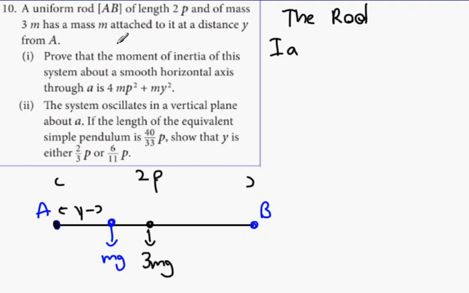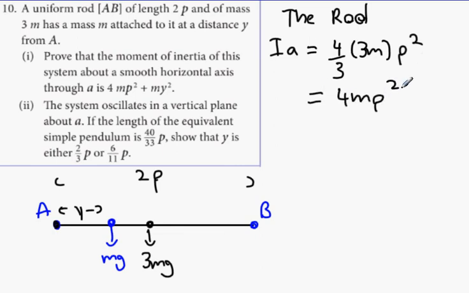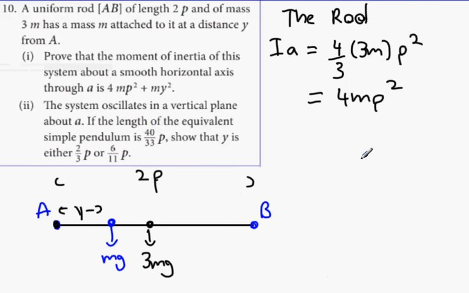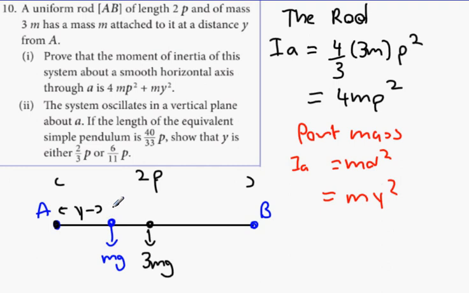Okay, it's going to be 4/3 multiplied by mass multiplied by half the length squared, okay, and that's going to get me 4mp squared. Okay, the point mass. Alright, so look, 4mp squared, yeah. So the point mass formula is md squared, inertia around A, and the mass is m, but the distance is y because we don't know its distance away from A in terms of p yet.